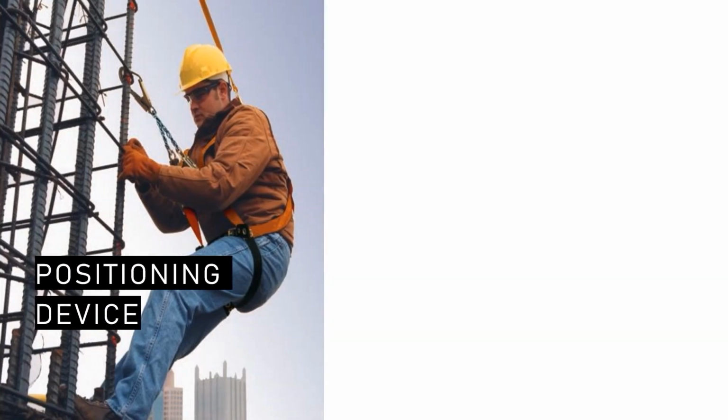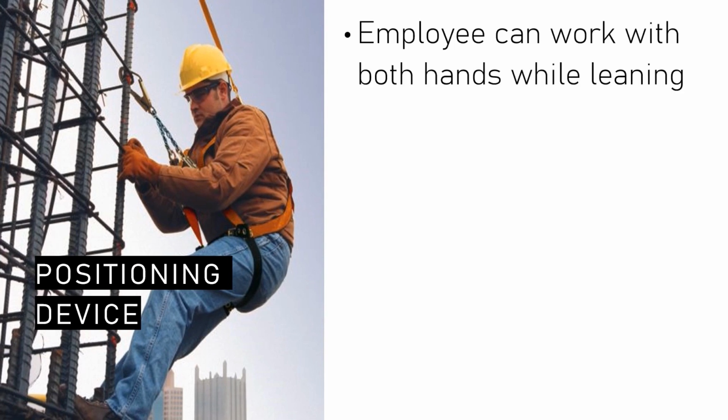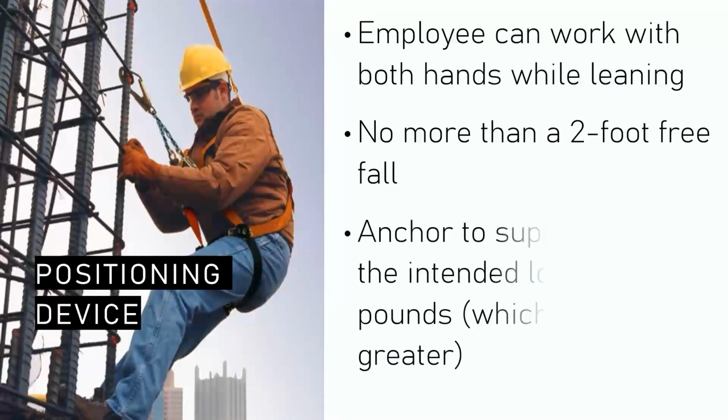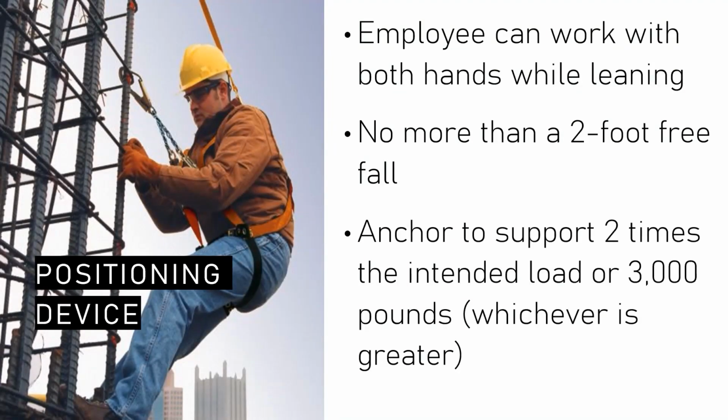Lastly, a positioning device system has the employee wear a body belt or body harness system, allowing an employee to be supported on an elevated vertical surface, such as a wall, and work with both hands free while leaning. The device must be set and adjusted so there is no more than a 2-foot free fall, and the anchorage point needs to support 2 times the intended load or 3,000 pounds, whichever is greater.